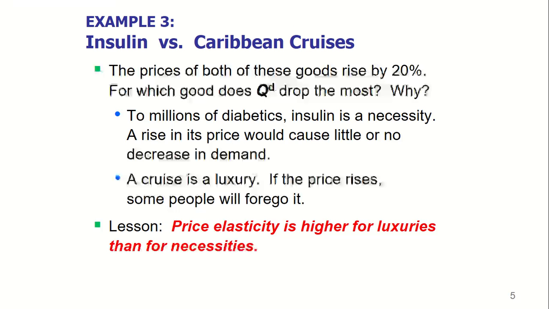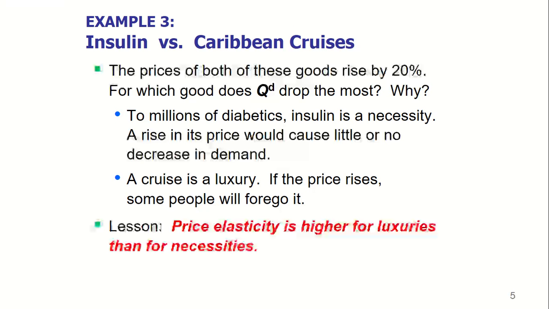Example 3 is insulin versus Caribbean cruises. The prices of both of these goods rise by 20%. For which good does quantity demanded drop the most and why? To millions of diabetics, insulin is a necessity. A rise in its price would cause little or no decrease in demand. And on the other side, a cruise is a luxury. If the price rises, some people will forgo it.